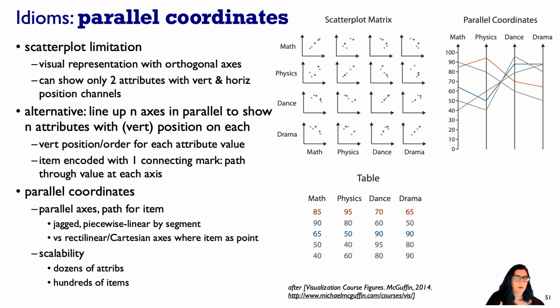What's interesting about this is, well, we can fit quite a lot of attributes this way, right? We could fit dozens. I mean, not hundreds, certainly not thousands, but dozens is a whole lot more than 2, which is all we could do with scatter plots. And in each of them, before we get too much clutter, we could probably fit hundreds of items.